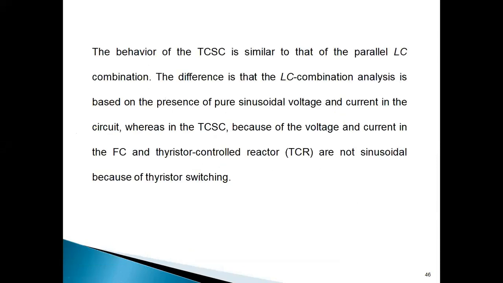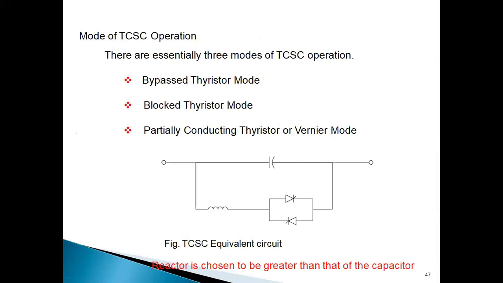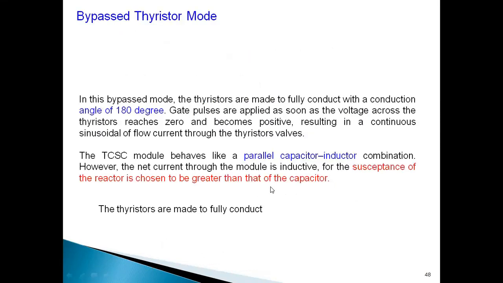Now, I already explained this. Let me move on to the next slide. There are three modes of TCSC: bypassed thyristor mode, blocked thyristor mode, and partially conducting thyristor or Vernier mode. When I say bypassed, the normal route is skipped. So here, in the bypassed thyristor mode, the inductive effect will be more. How? That will be seen now.